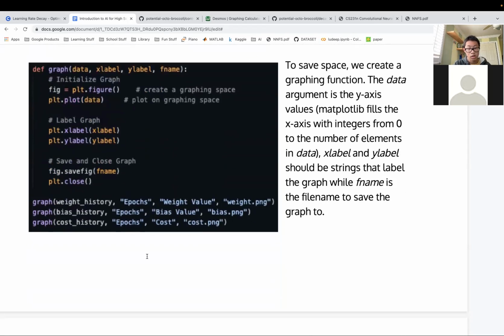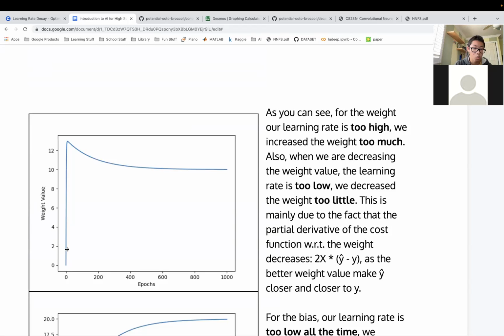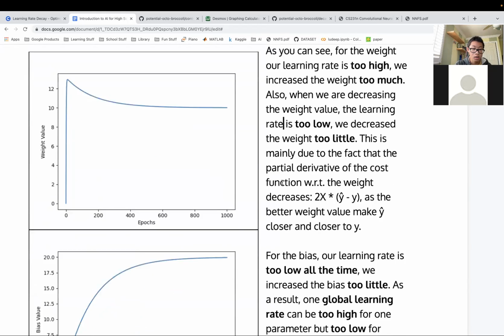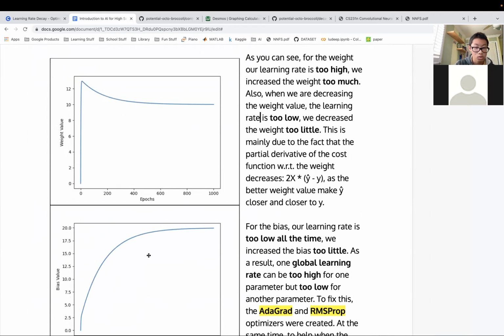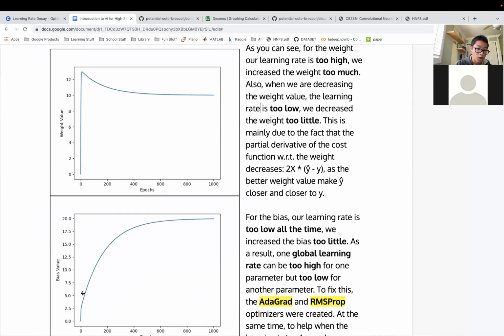So what we get is, you see the weight starts off like it increases way too much, and then it slowly comes back to 10. And for the bias though, we're increasing slower and slower towards the end, right? So what we need to do is get the bias to increase faster. This is too slow.